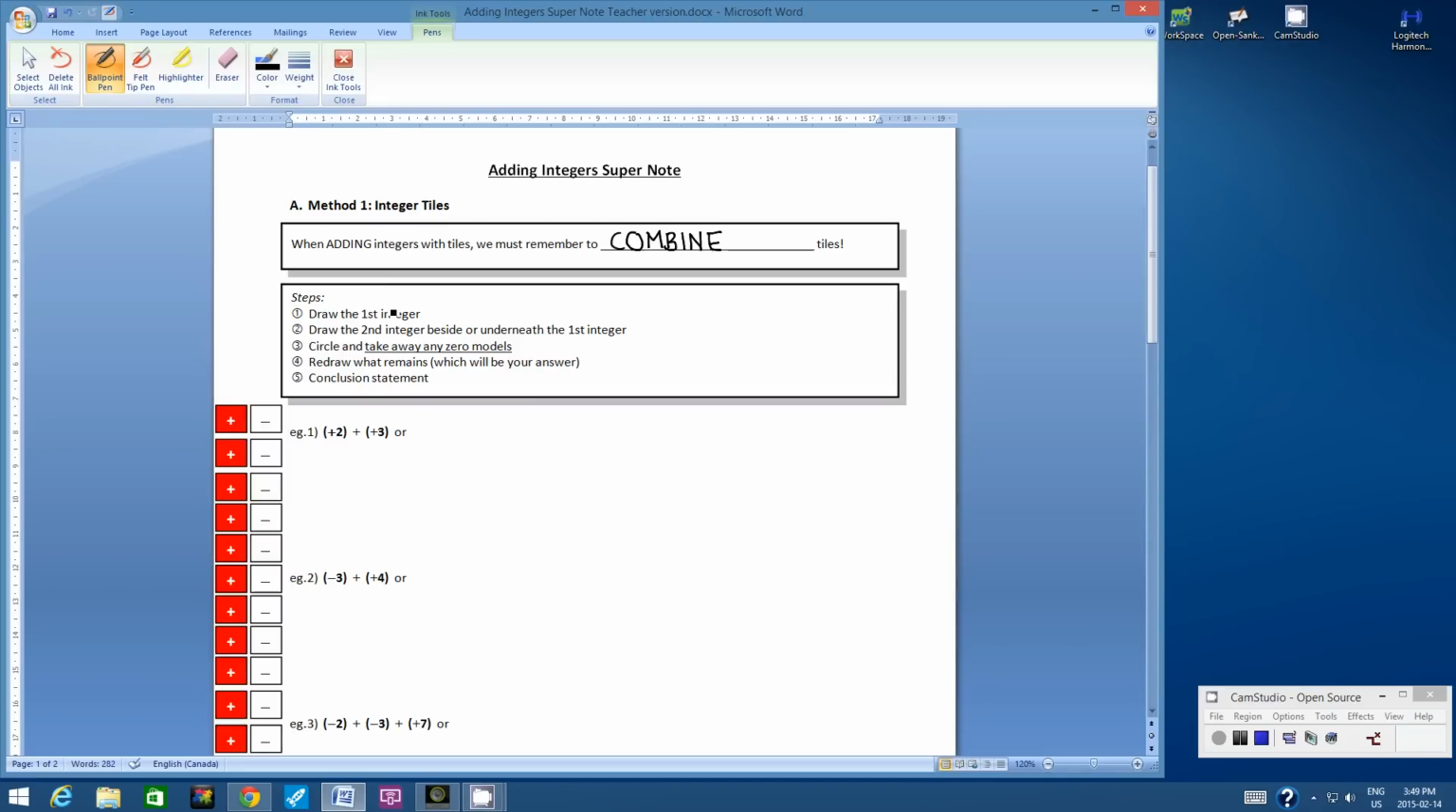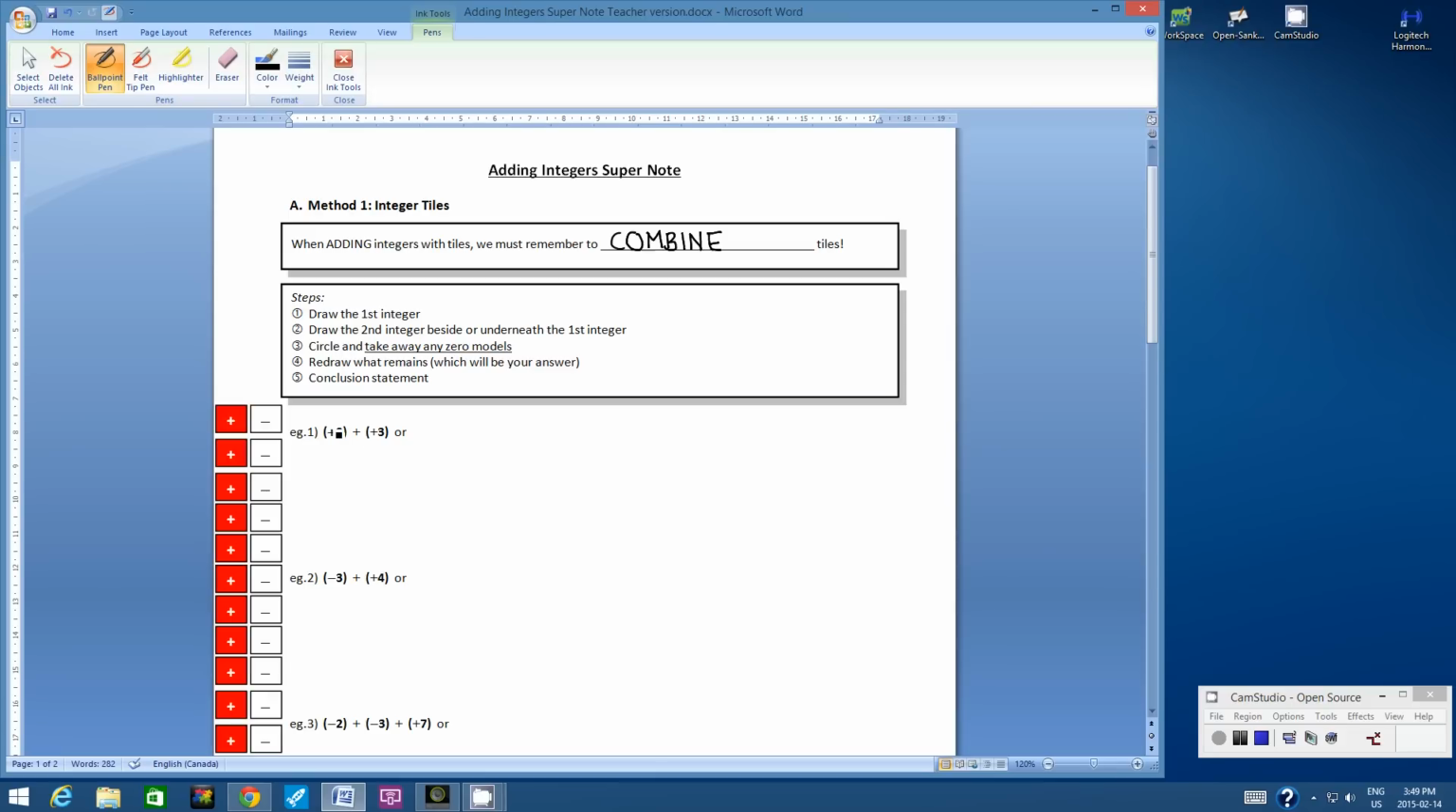Number 1, draw the first integer. Number 2, draw the second integer beside or underneath the first integer. Number 3, circle and take away any zero models. Number 4, redraw what remains, which will be your answer. And number 5, conclusion statement. Okay, let's have a look at example 1.